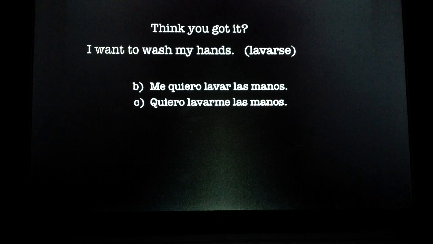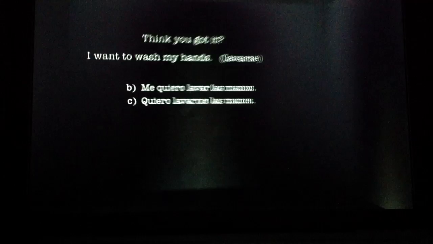Did you recognize that it's a trick question? They are both correct. They both mean I want to wash my hands. B follows placement rule number 1. C follows placement rule number 2. If any of this is confusing, we'll practice this week.